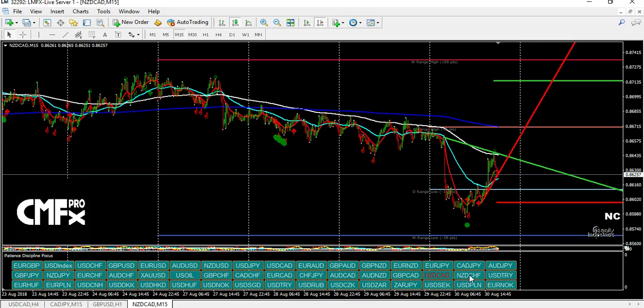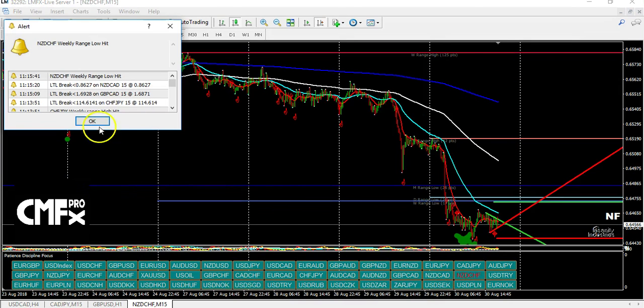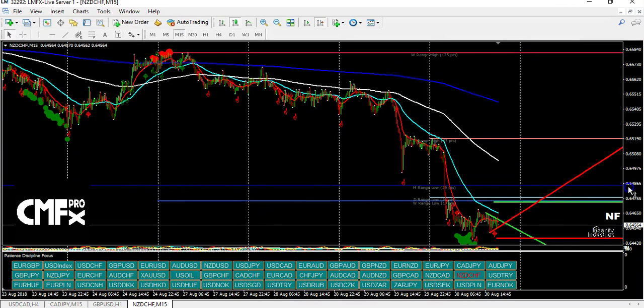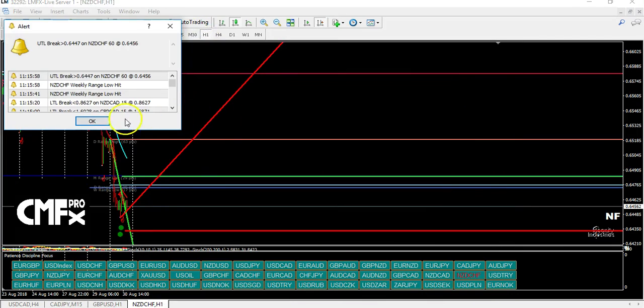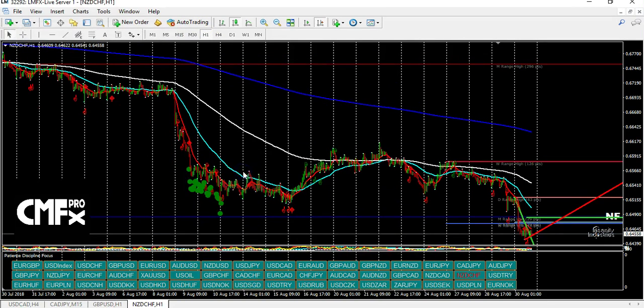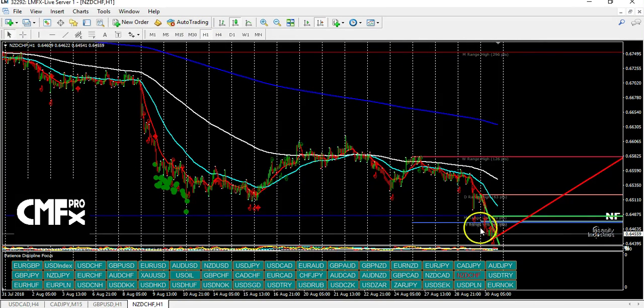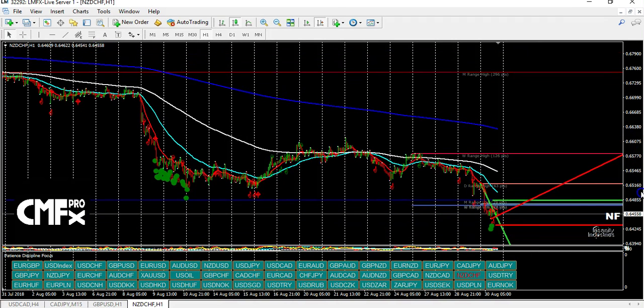Let's see. New Zealand Chef, again, we have these conditions, weekly, day range, and monthly range low. It's surpassed everything. You got exhaustion now. Safety entry possibly if it breaks this trend line. I'd like to see a break on the H1, and it actually did. We do have H1 exhaustion below all these major key levels, so we'll keep an eye on that.